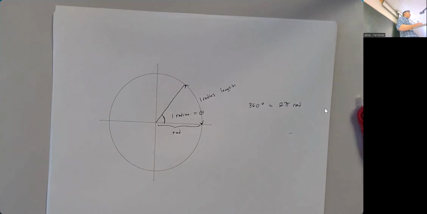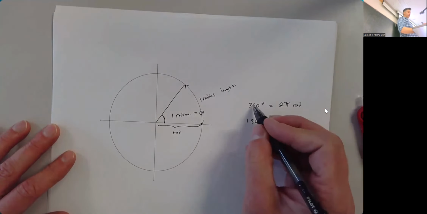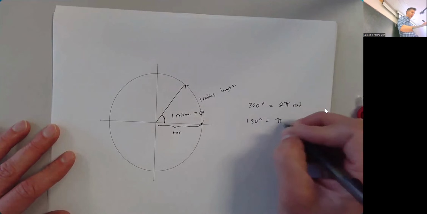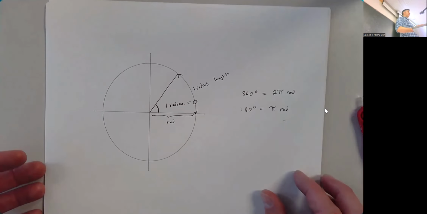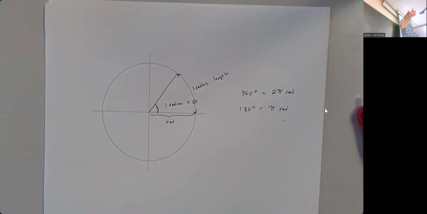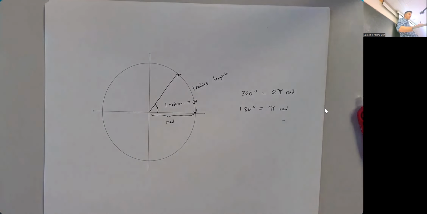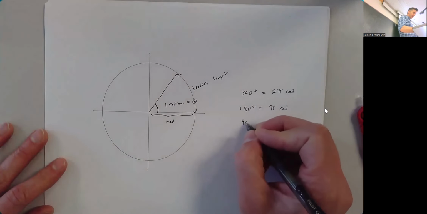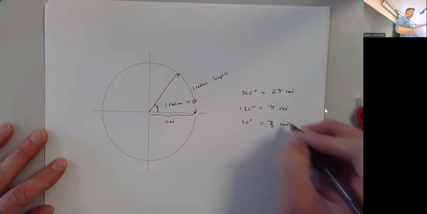But then we can divide things, right? We can say 180 degrees. If I divide that by 2, that's pi radians. We typically don't write the radian because everyone just knows when you're writing the angle of pi over 2 or pi over 3 or pi over whatever, that the angle is measured in radians. If we divide it by 2 again, 90 degrees is pi over 2 radians.